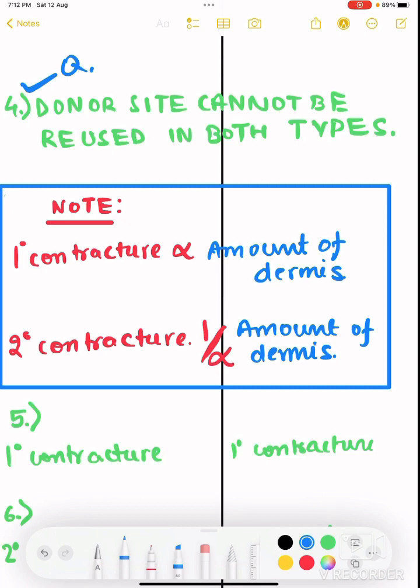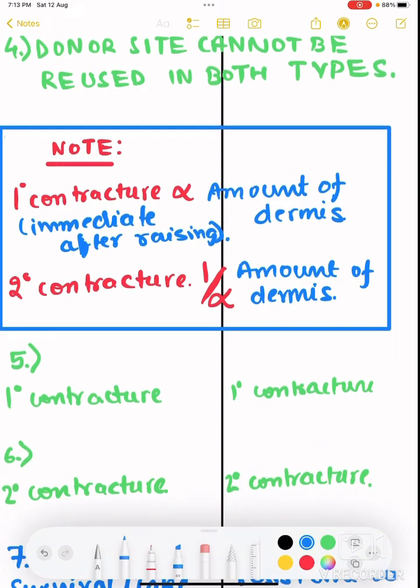Now what does primary contracture mean? Primary contracture means as soon as I take that graft out from that original location, I use my blade and take that graft out, that graft or the skin will try to shrink. This is called primary contracture. Immediately after raising the graft, that graft will try to shrink. This is called primary contracture.